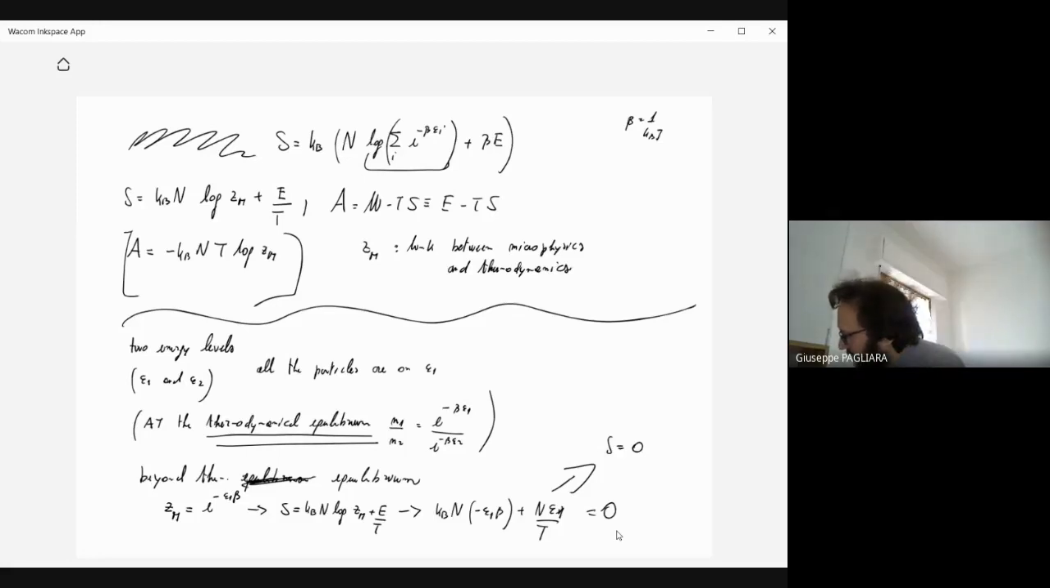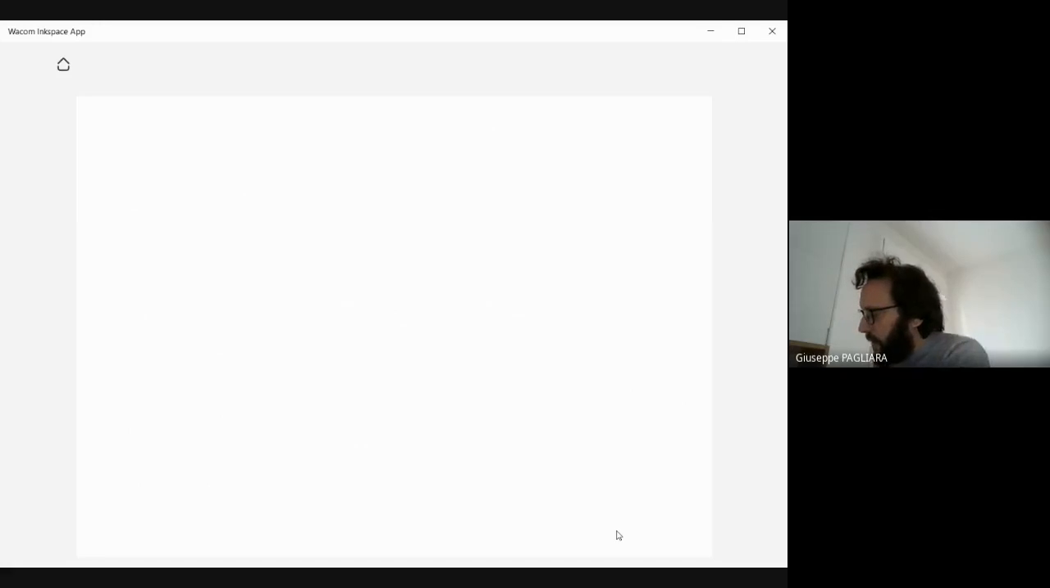Okay, so similarly, if all the particles are in epsilon 2, I get that again S is equal to 0. But this is just a little game, and it's not something that you need to study, just to show what happens beyond thermodynamical equilibrium. Let me switch page.